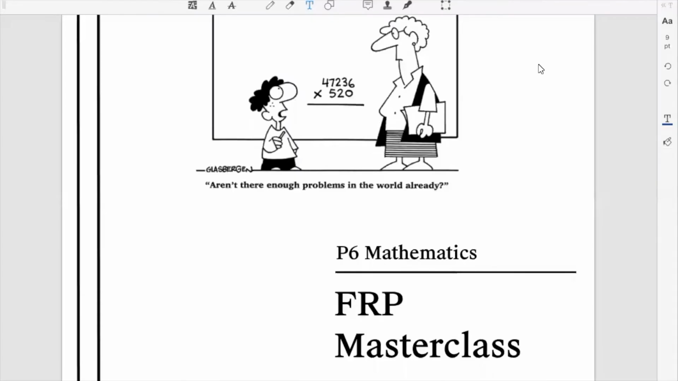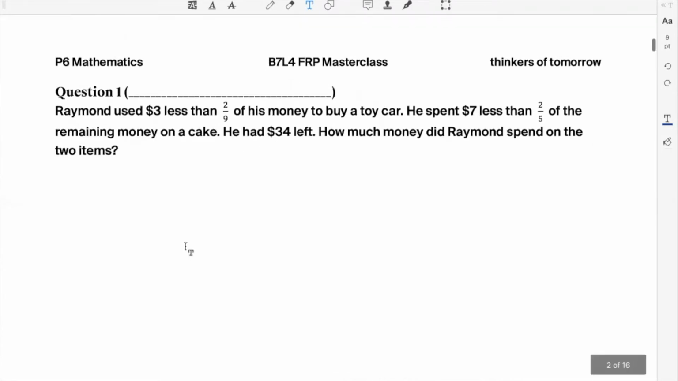Okay, now in today's lesson is your fractions ratio percentage masterclass. I am not introducing any new question type. In fact, I'm doing a revision of all the past key question types that I've exposed you guys to.